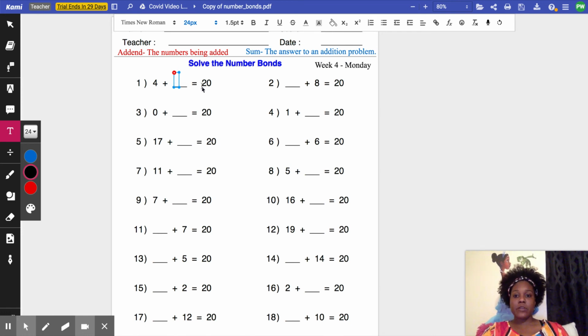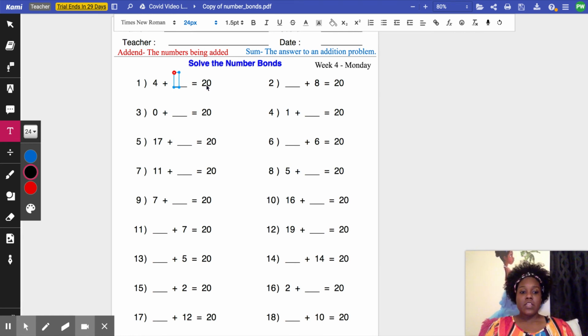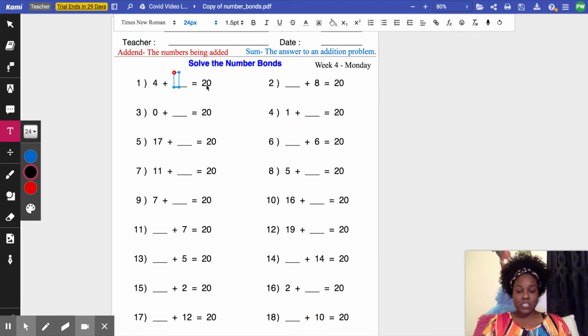The first thing I notice about these problems is that they all have one addend that is there, and they all have a missing addend. They also all have a sum of 20. Okay. In this video, I'm going to show you different ways that you could solve these problems.